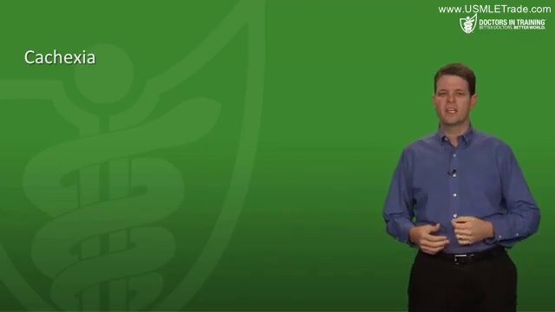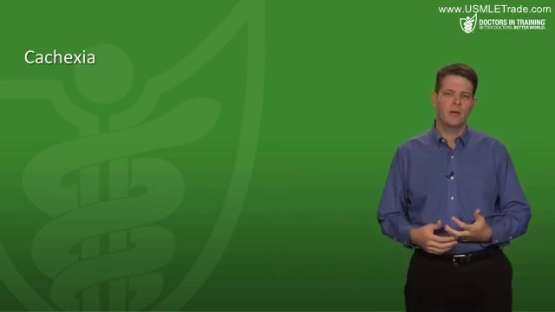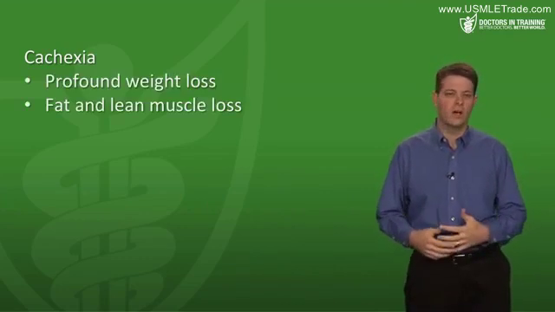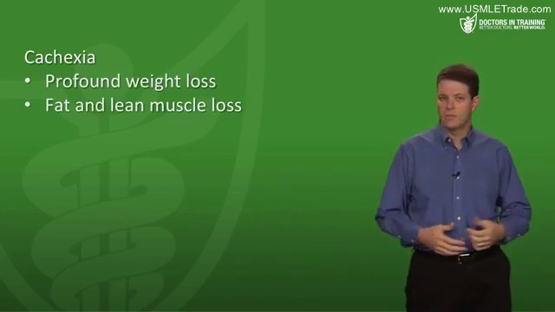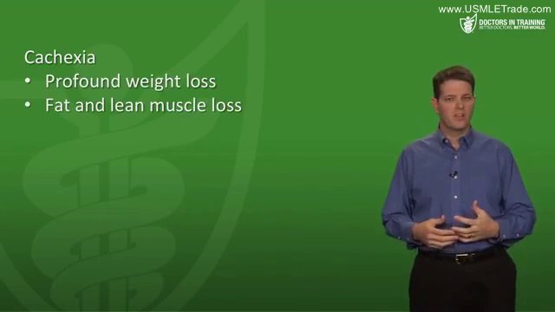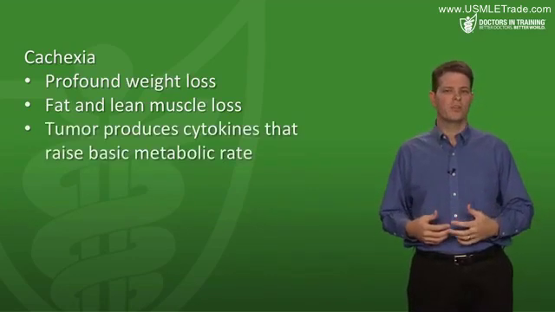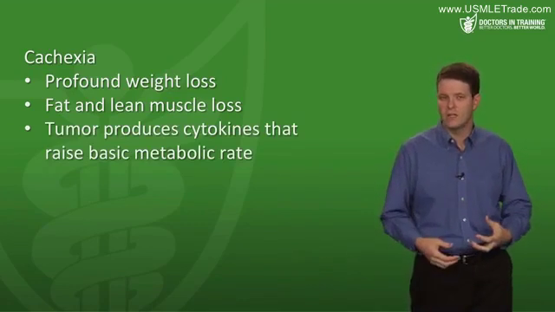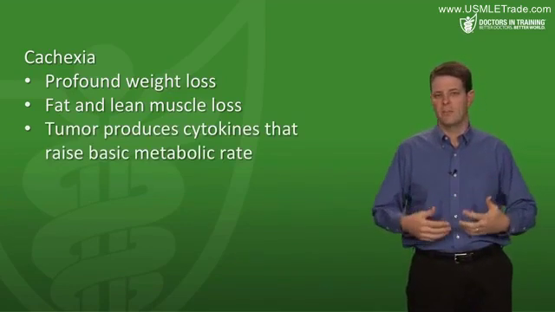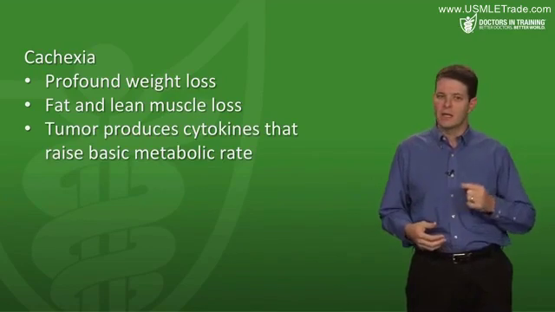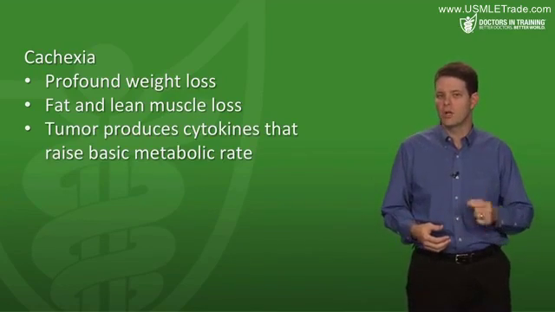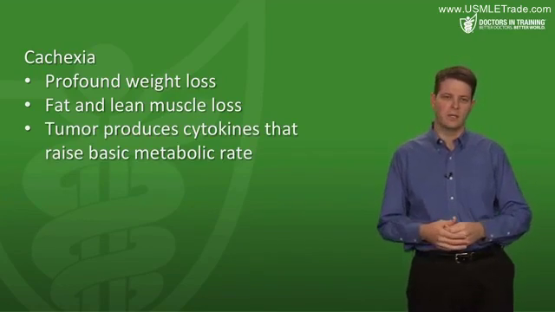Now, there are two more cancer-related terms I want to go over very briefly before we get to the end of session quiz. The first one is cachexia. Cachexia is where patients have profound weight loss and loss of both fat and lean muscle. Now, it's not just a matter of the cancer cells using up all the patient's nutrients. What's really happening is that the tumor is producing cytokines like TNF-alpha, and those cytokines raise the patient's basal metabolic rate. But cachexia is important because it's one of the major causes of cancer death and disability.